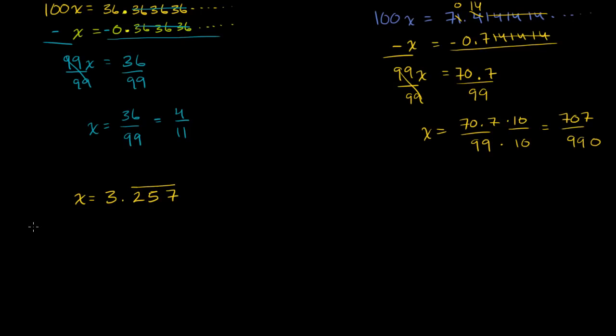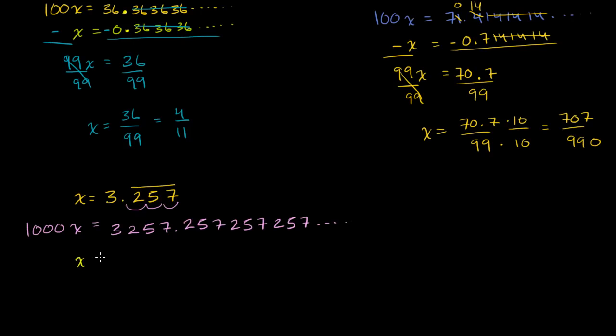So 1,000x is going to be equal to what? We're going to shift the decimal 3 to the right, 1, 2, 3. So it's going to be 3,257 point, and then the 257 keeps repeating. 257, 257, 257, keeps going on and on and on forever. And then we're going to subtract x from that.